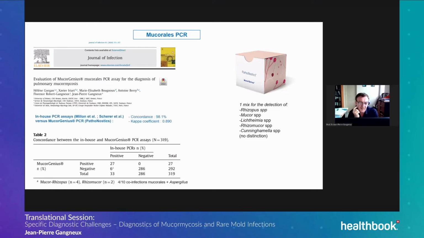But if we look at the performance of this kit compared to the in-house PCR assays, the concordance was very good, with 98%, and with a kappa coefficient of 0.89. So here you can see the result. And what was also interesting during this study is that using both Aspergillus PCR and mucormycosis PCR, we could detect 40% of co-infections with mucormycosis and Aspergillus infection in very severe patients.